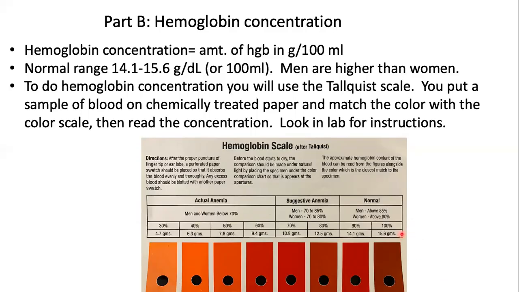So normal 15.6 grams. Keep in mind that this is not the full measurement. It's concentration. So it's supposed to be weight over volume, or grams per 100 mils, right? Or grams per deciliter. Don't give me percent. I don't want percent. So 15.6 grams per deciliter, 14.1 grams per deciliter are normal. Suggestive of anemia, 12.5 grams, 10.9 grams. Anything below 10 is going to be considered anemia. All right, so if you have a hemoglobin concentration below 10 grams per deciliter, depending on what is going on, you may need a blood transfusion. You may need packed red blood cells, right?